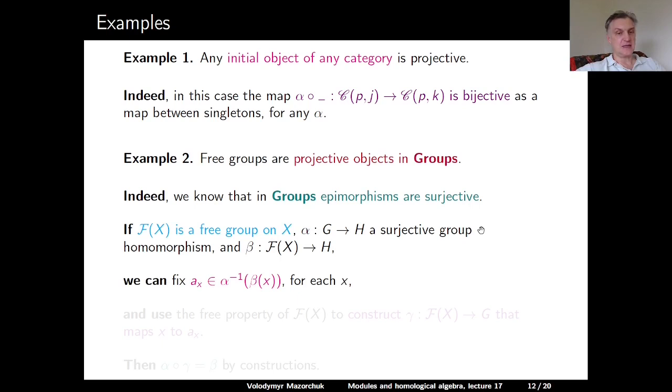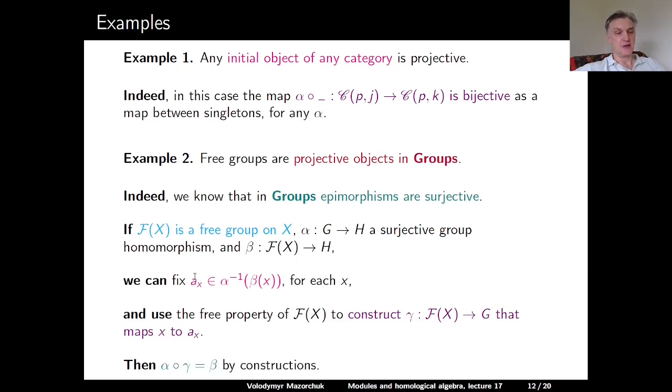Then for any element x in X, we can choose an element a_x in the preimage under alpha of the element beta(x). This is well defined because alpha is surjective. And now we can use the free property of F(X) to construct a homomorphism gamma from F(X) to G, which sends this element x to our chosen a_x. By construction, this homomorphism gamma, when post-composed with alpha, gives beta. This follows directly from this condition.